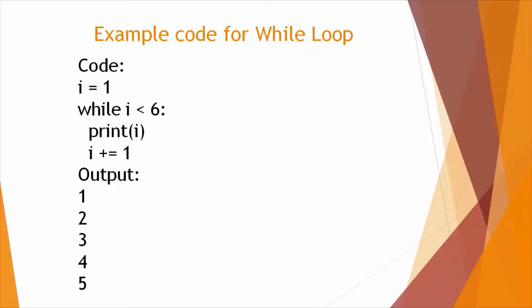So here's the example code for the while loop. First of all, we have initialized i equals 1, and while i is less than 6, we will run this loop, print i, and after that increment i by 1. So the output will be 1, 2, 3, 4 and 5, because we are running this loop while i is less than 6. So let's try it out in our PyCharm.